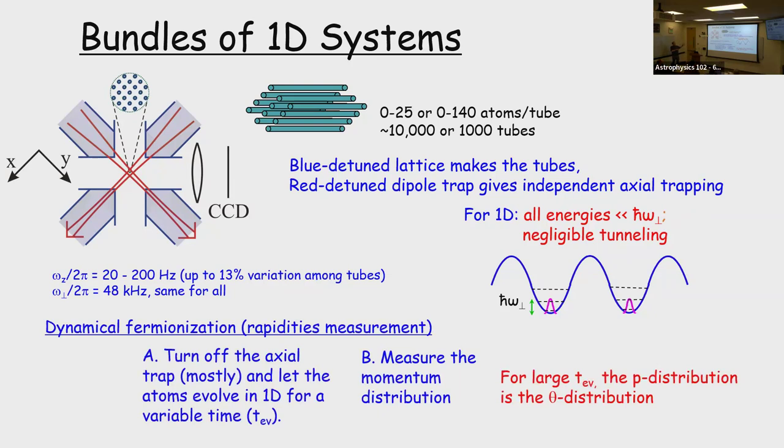We can do a dynamical fermionization measurement, or rapidity measurement. We turn off the axial trap, mostly so that what we're left with is something flat over the range of study time. And then we let the atoms evolve for some time, t evolution. After that evolution time, we measure the momentum distribution, which I'll describe in the next two slides. As long as t evolution is sufficiently large, that momentum distribution measurement is the rapidity distribution.